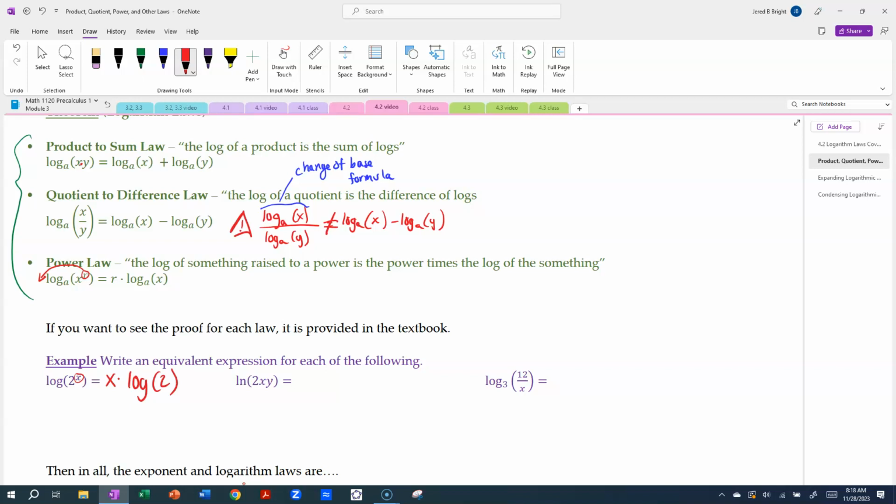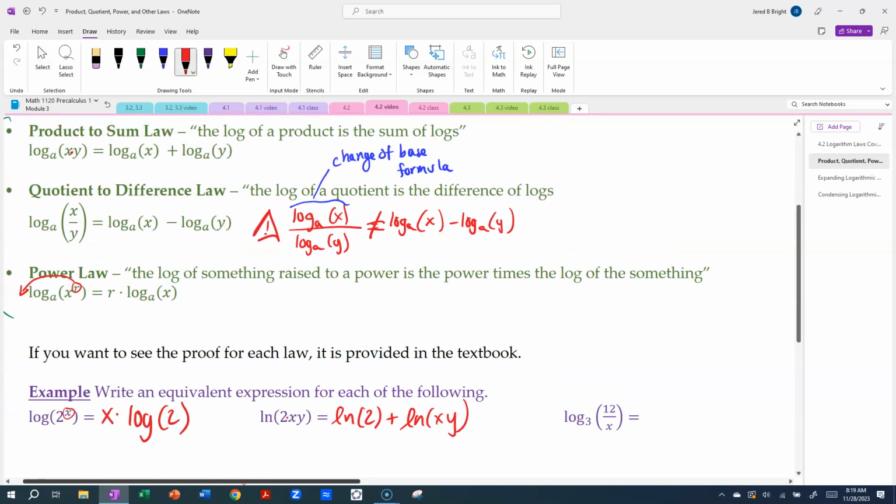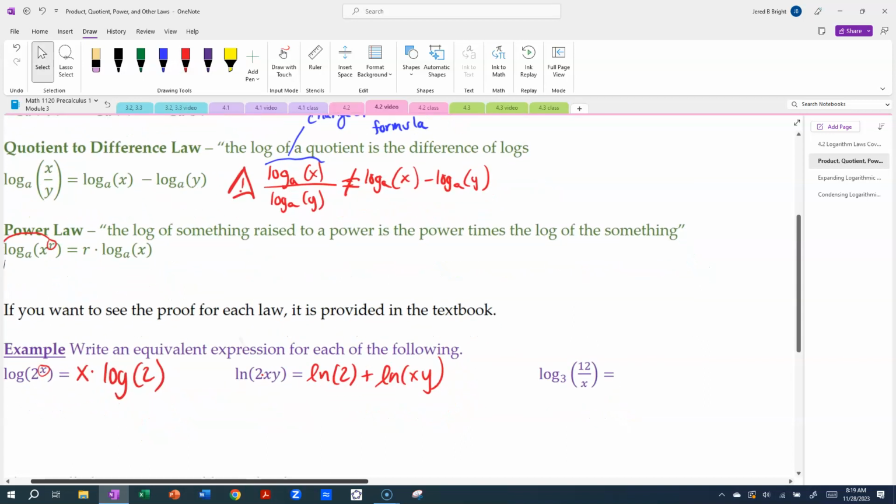Moving on. Natural log of 2xy. How do I write an equivalent expression for this? What property or law can I use? Do I have a power? No. Do I have a quotient? No, there's no division, but I do have a product between three things. So for the moment, let's consider this as natural log of 2 and then xy. I could split this up as natural log of 2 plus natural log of xy. That product between them became a sum of same base logarithms.